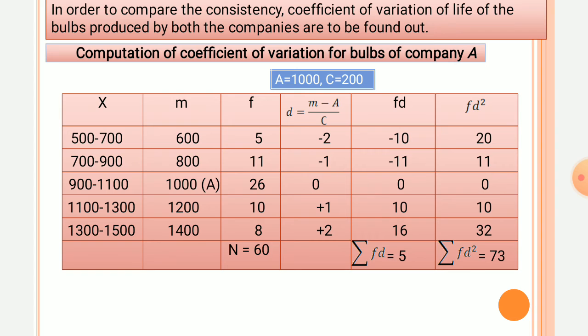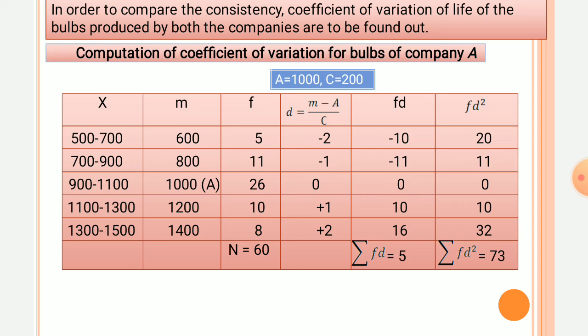Next d can be calculated as d is equal to m minus A by c, m the mid value and A the assumed value. Here 1000 is taken as the assumed value, and c means the difference of the class interval. In each case we find 200 is the size or magnitude of the class interval. So 600 minus 1000 by 200 is minus 2, 800 minus 1000 by 200 is minus 1, 1000 minus 1000 by 200 is 0, then plus 1, plus 2.